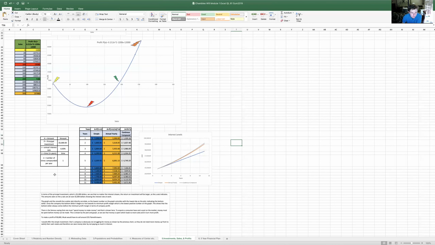Elon, to make a profit of 90,000, you only have to sell 251 flamethrowers, which again I think supports my claim. That's not a lot of flamethrowers, and if you're selling them at such a high price, you're not really looking for a whole lot of investment at the moment. So I think simple's the best option.